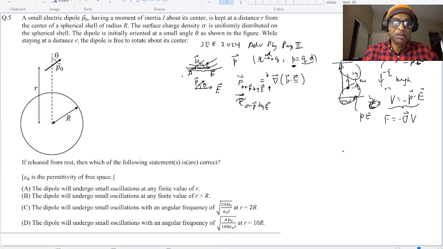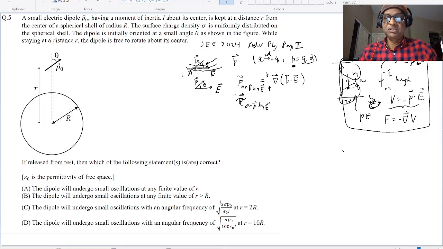Let me change my pen here because this pen is really acting up. Okay. So from this, you can tell I'm going to have a plus sign here, because this minus will kill this minus, and you have del of P dot E. So that will be the force on it. And the torque is P cross E.